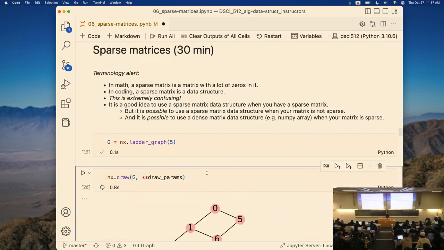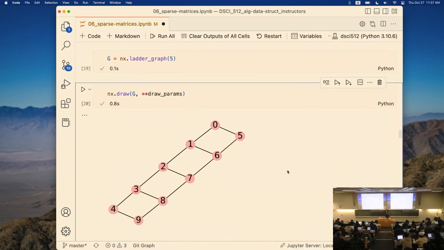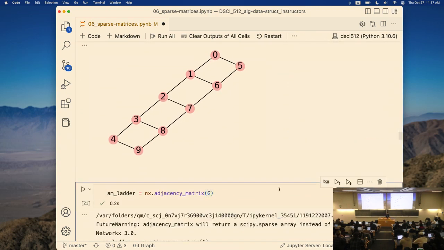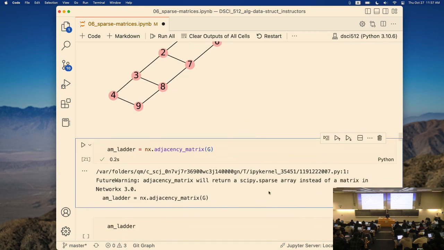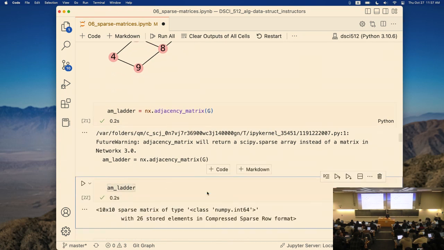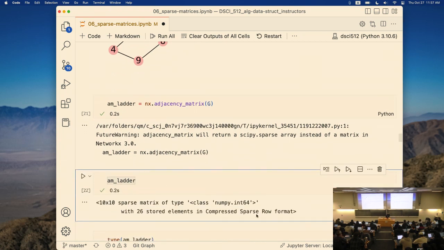So there's our graph looking like a ladder. And let's take a look at its adjacency matrix. Okay, so it says that this object is an adjacency matrix, right? And if we print it, it says that it is a sparse matrix of type class numpy int64, and it's stored in compressed sparse row format. Okay.